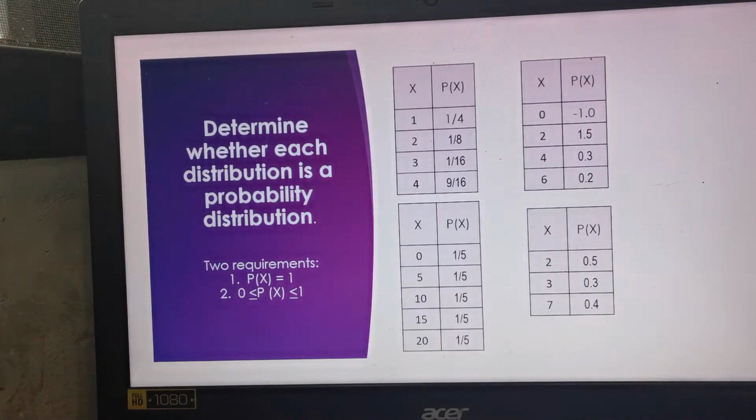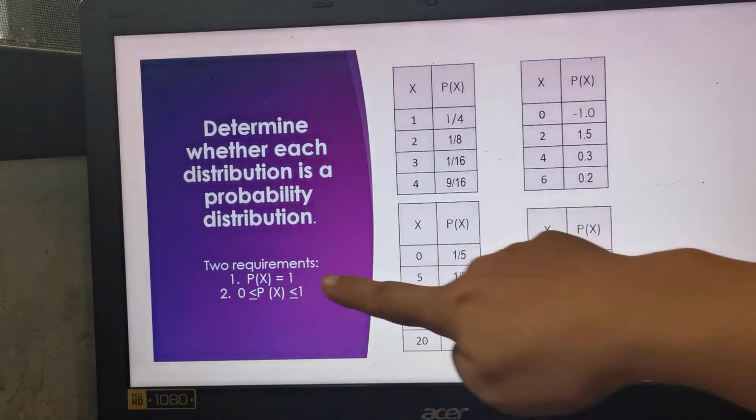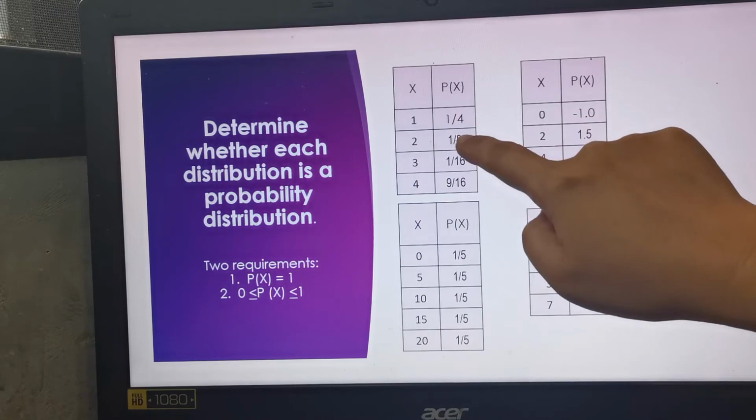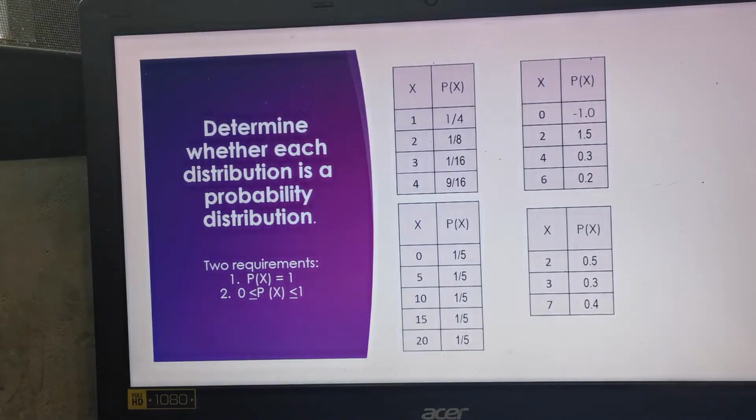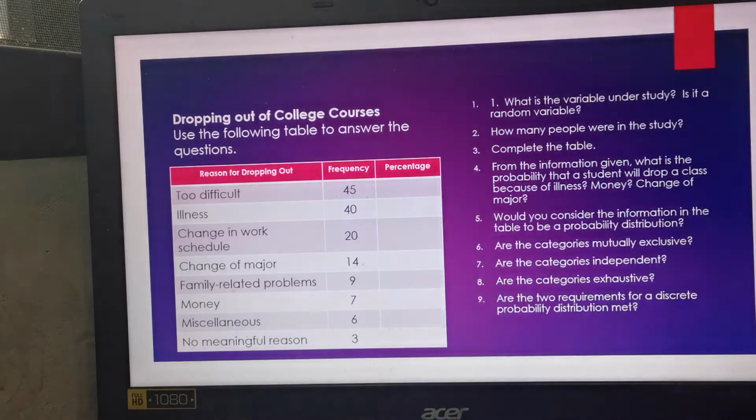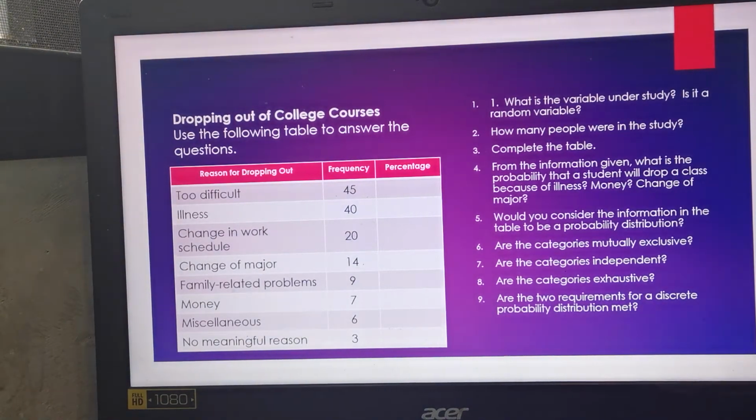So, that is just how you're going to identify whether a distribution is a probability distribution. Dapat equal to 1. And then, yung bawat isa ay greater than or equal to 0, but less than or equal to 1. And then, let us proceed. Okay. I will be giving one item as this in your quiz on Friday. Okay. Madali lang naman siya, di ba?